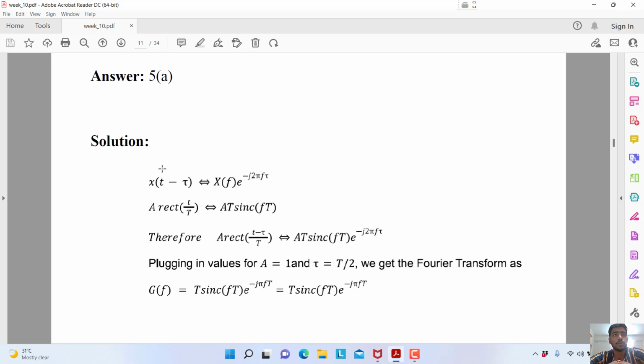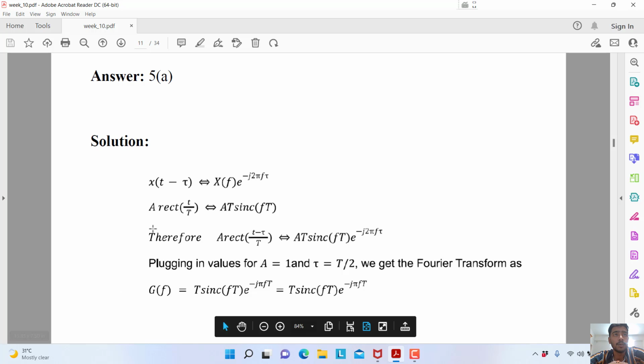Firstly, you all know that if we take x(t) and its Fourier transform is X(f), then if we shift x(t) by t minus tau, it will be multiplied by e to the power minus j 2 pi f tau. In the time domain you shifted it by tau; in the frequency domain you just multiply by the exponential term.